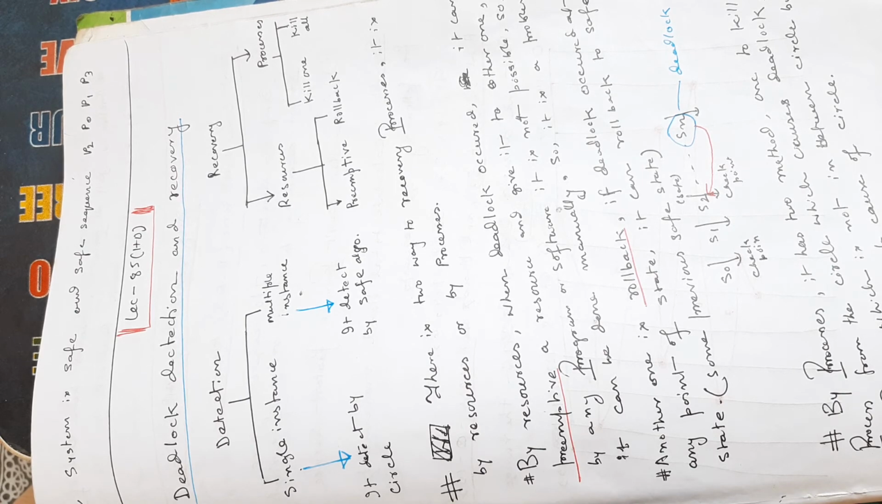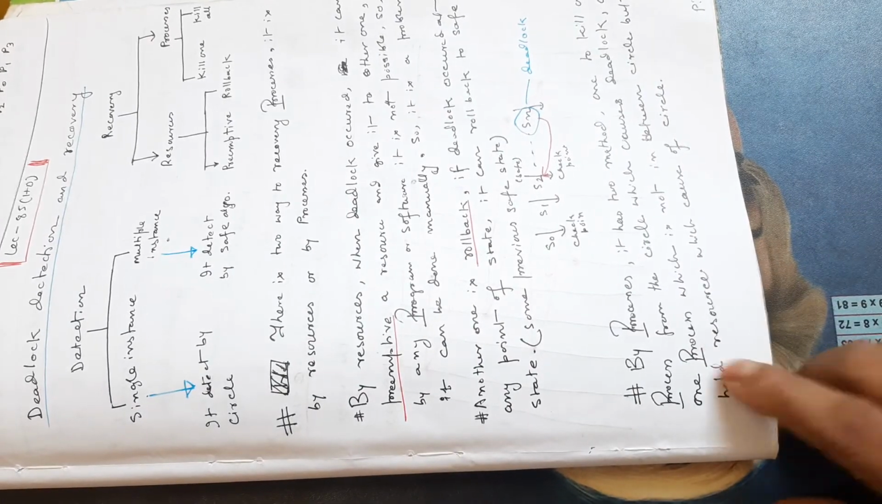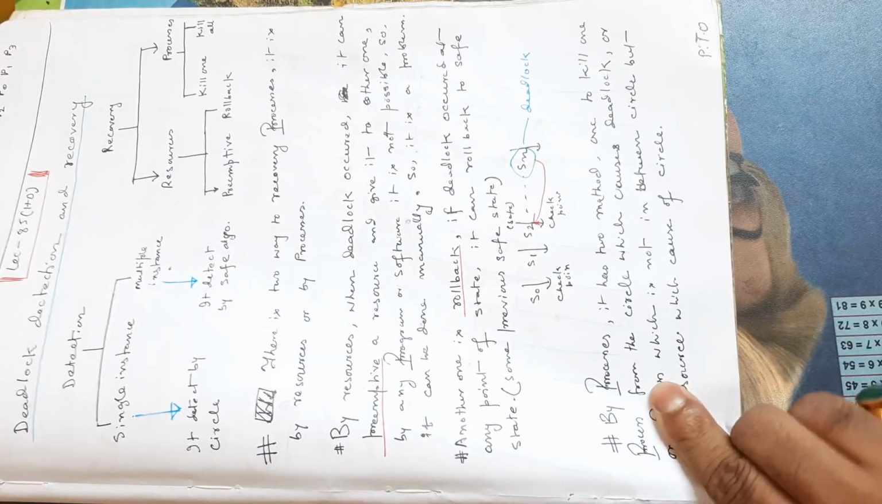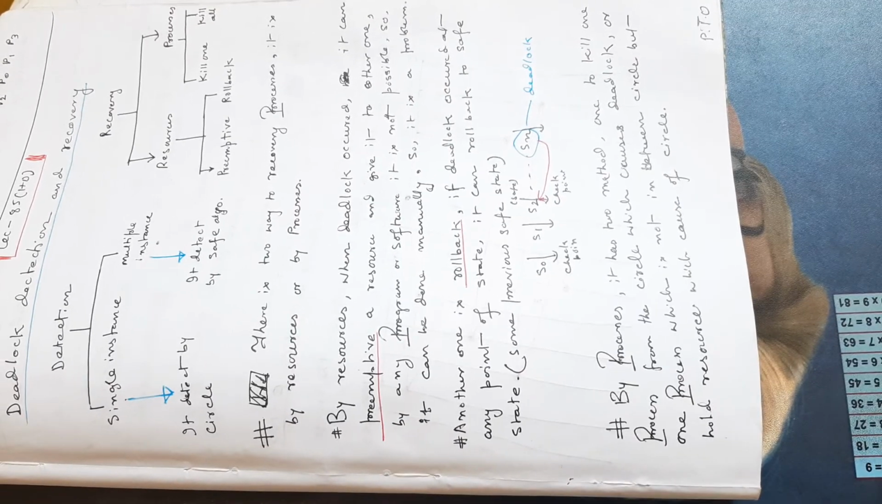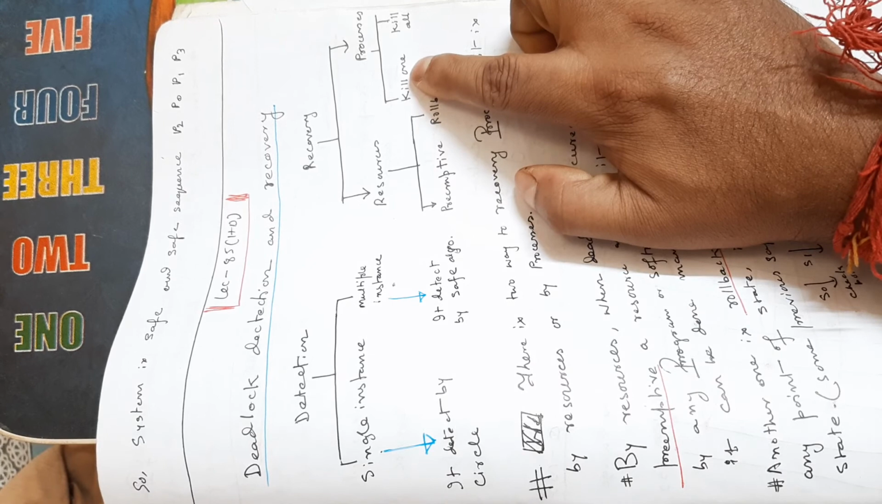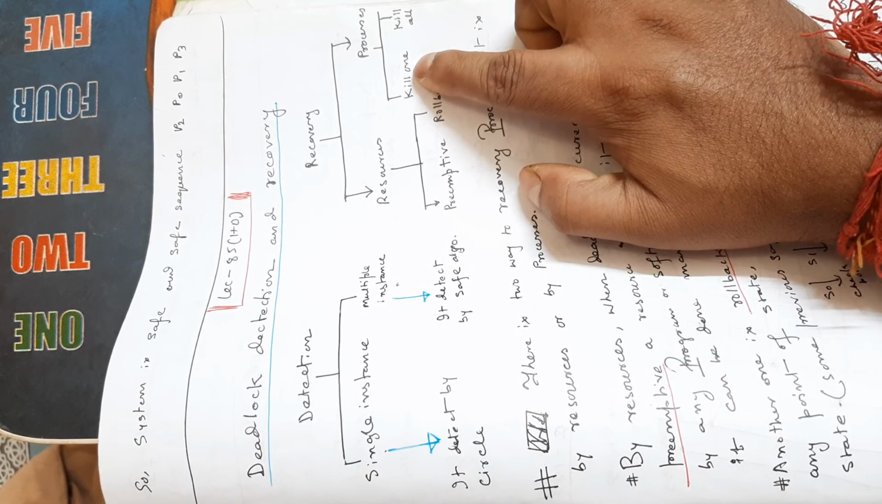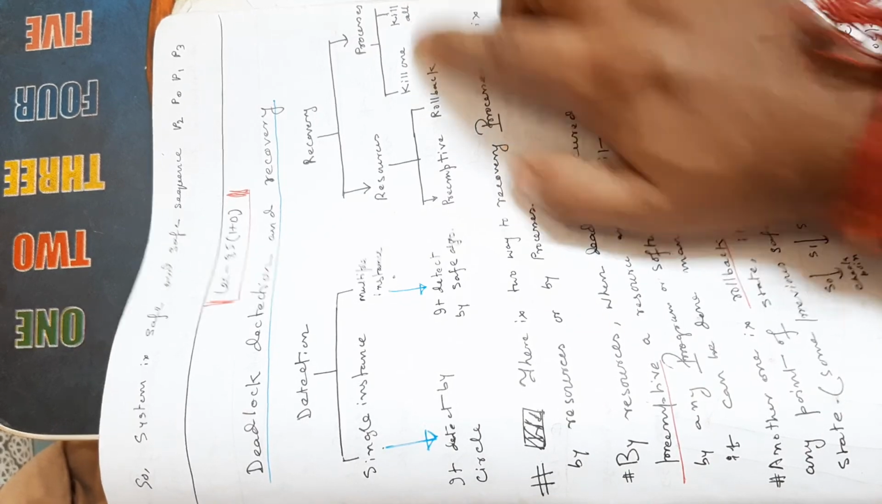And by process, there are two ways by which we recover the deadlock. See here carefully. One is kill one process. So how do we recover the deadlock by process? Kill one process or kill all processes.